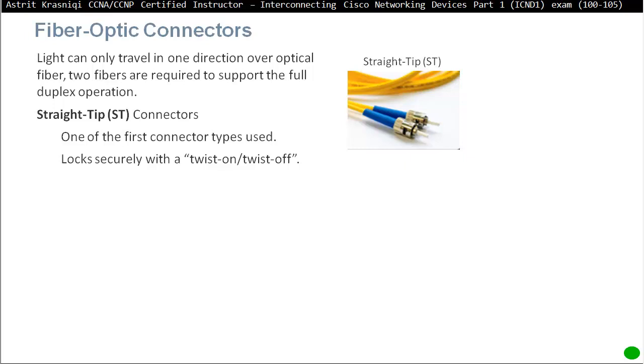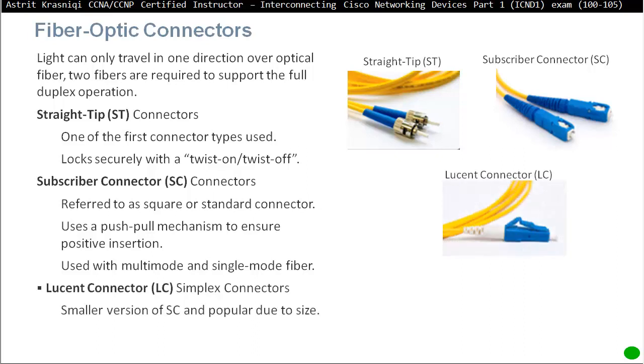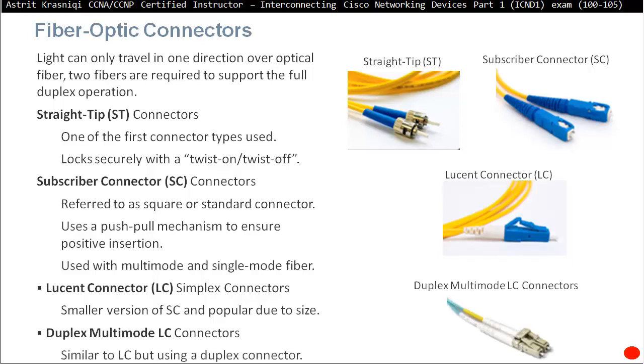But anyway, that's new. Straight tip connectors, one of the first connector types, lock securely with a twist on and twist off. Subscriber connectors, referred to as square or standard connectors, use a push-pull mechanism to ensure positive insertion, and are used with multi-mode and single mode fibers. Lucent connectors, simplex connectors, are a smaller version of the subscriber connector and popular due to their size. And duplex multimode LC connectors are similar to LC but used in duplex connections.